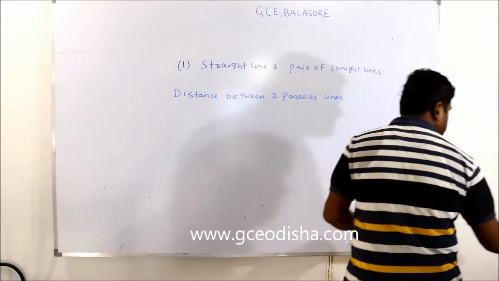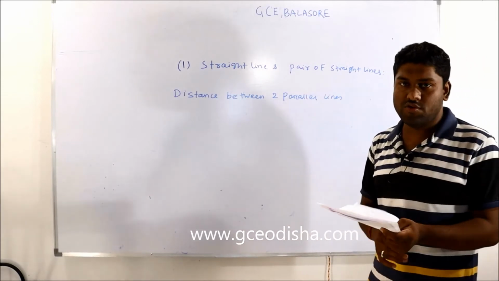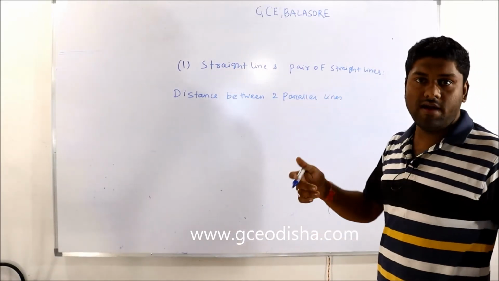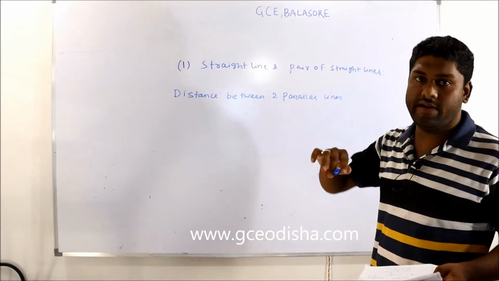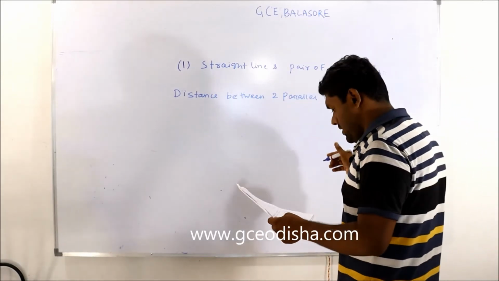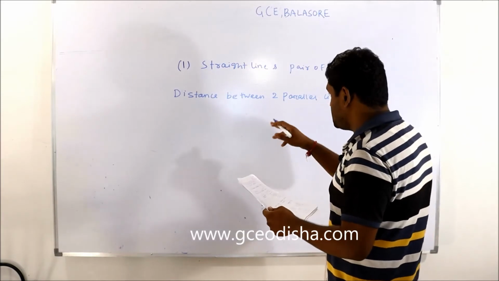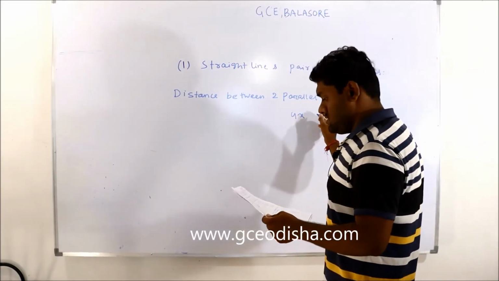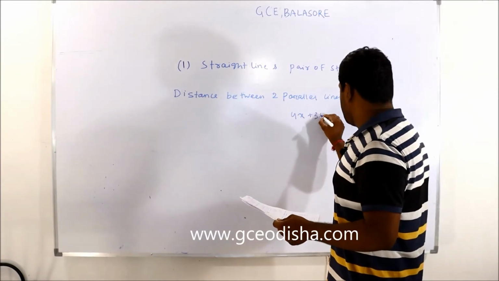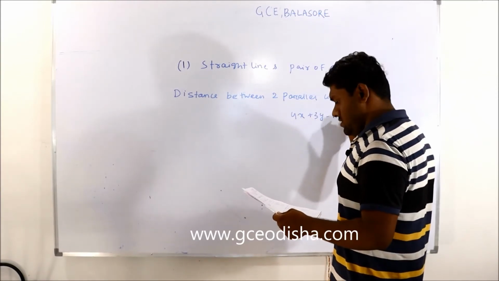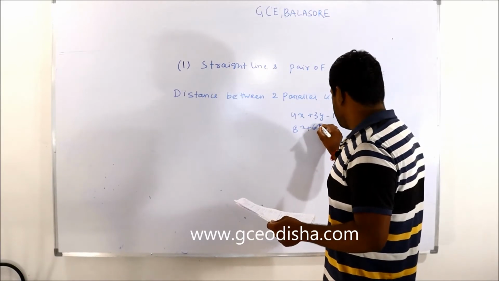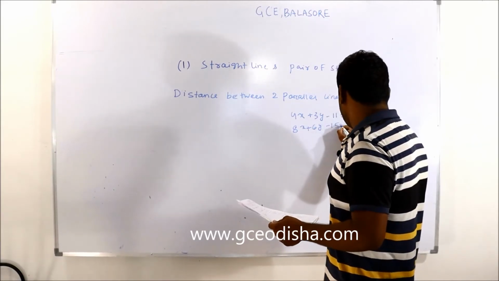In the exam, this type of question comes, like 3 to 4 questions: distance between two parallel lines and distance between a line and a point, which is the perpendicular distance. The question is the distance between two parallel lines. One line is 4x plus 3y minus 11 is 0. Another line is 8x plus 6y minus 15 is equal to 0.